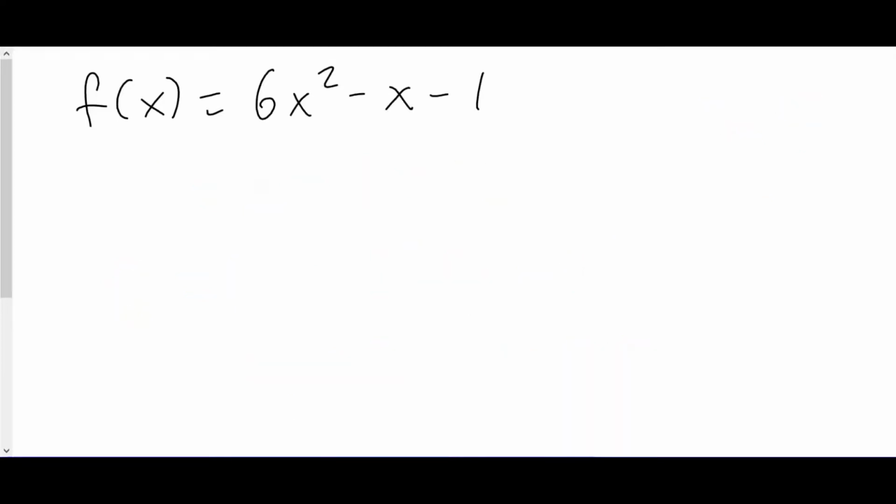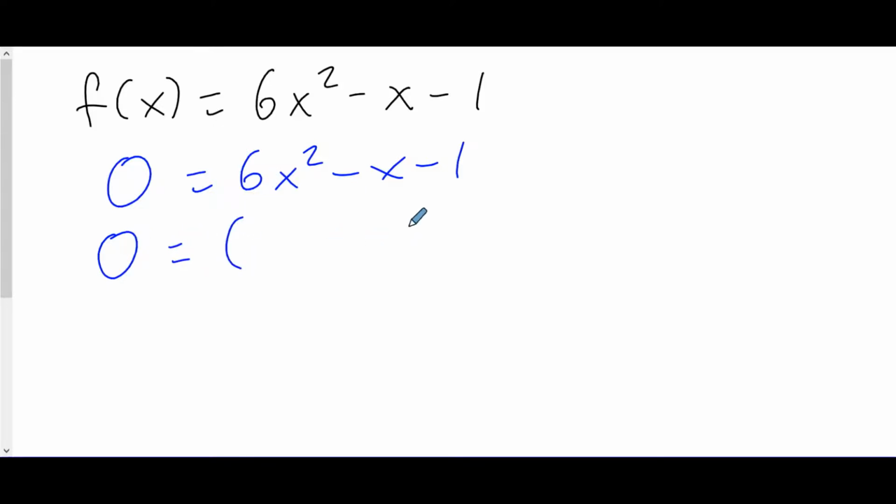Next one, another function notation question. Well, again, f of x is the same thing as a y, so I will replace that with a 0, and then I will factor this. I check for a GCF. There is none. This time I have a number in the front, so I will have to guess and check. So what multiplies to 6x squared? Well, it's going to be either a 6x times an x or 3x and 2x.